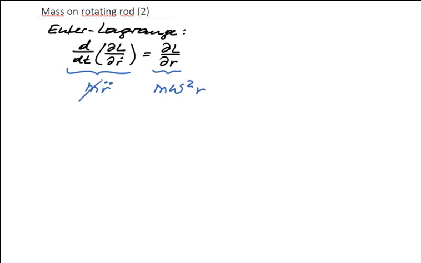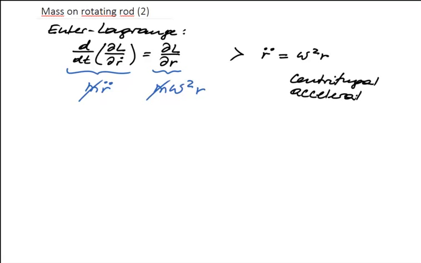And then we cancel out the mass, and we find the equation of motion r double dot equals omega squared r. And you immediately recognize on the right-hand side omega squared r, this is nothing but the centrifugal acceleration. In fact, the Lagrangian formalism is also very suited to derive all these fictitious forces. You can do that very easily, just in the same way we recovered the centrifugal acceleration here.